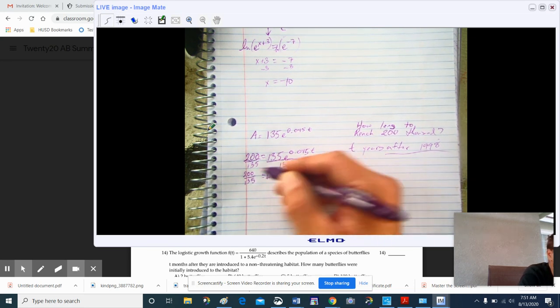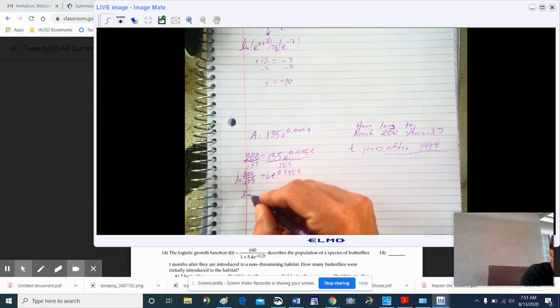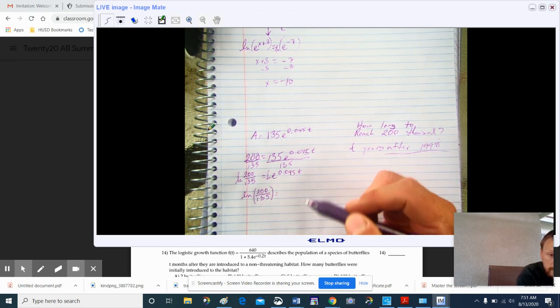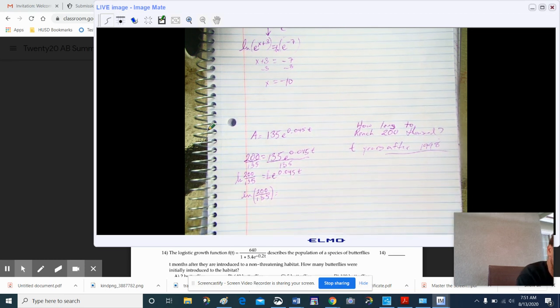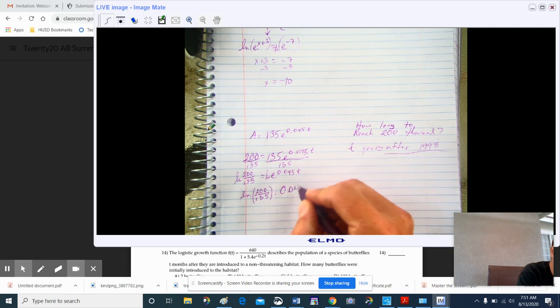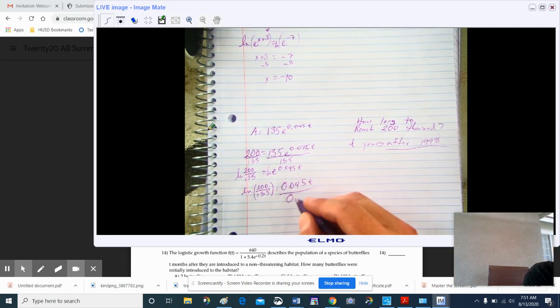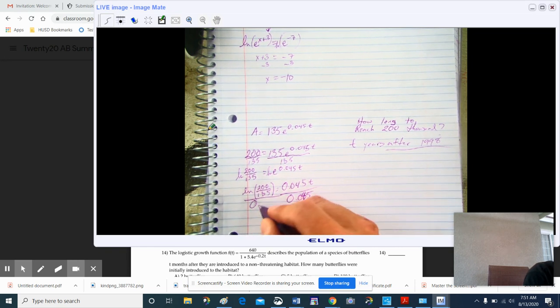So after dividing by the 135, because that's multiplying there, we deal with the exponent. We take the natural log of both sides. Now we have the natural log of the quantity 200 over 135. Natural log and e are inverses, meaning the input becomes our output, so 0.045 t. The last thing we need to do is divide by 0.045, and so we end up with that.